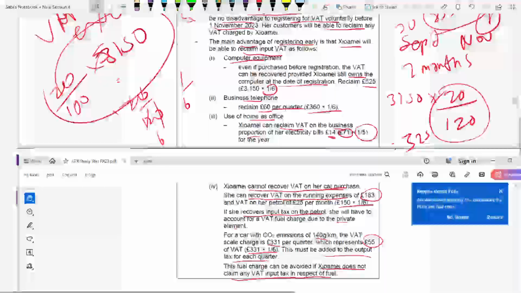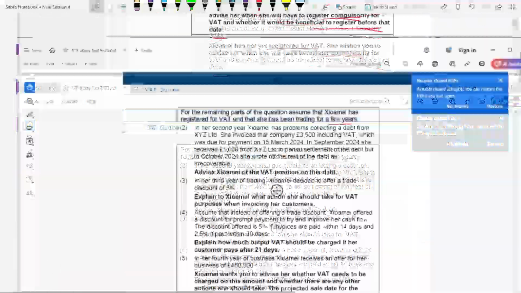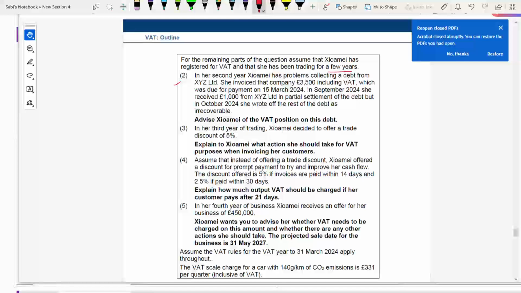Now, second. So we are over with the first one. Let us go through 2, 3, 4 and 5. You have to assume the VAT will apply. So the VAT scale charge with a car 140 is 331 per quarter inclusive of VAT. So now the second one.